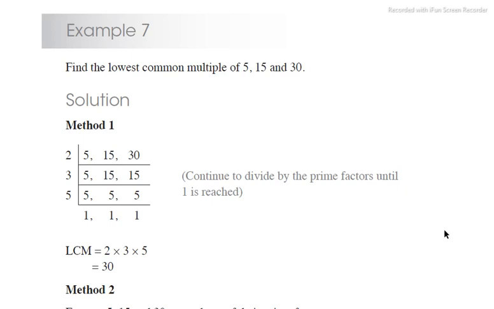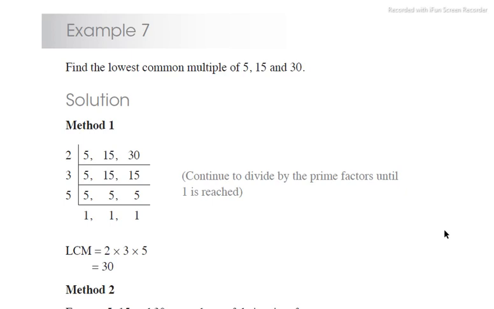This time our target is to reduce these numbers to 1 using any prime factor. So if we start with a 2, the 2 doesn't divide 5, neither divides 15, but it can divide 30. So that we get 15. And the next one will be 3, because the 3 can divide 15 to give us 5. And lastly, we get 5, which divides all the 3 to give us 1.